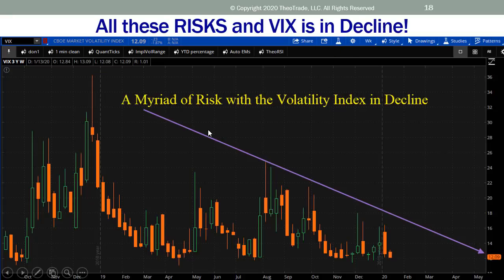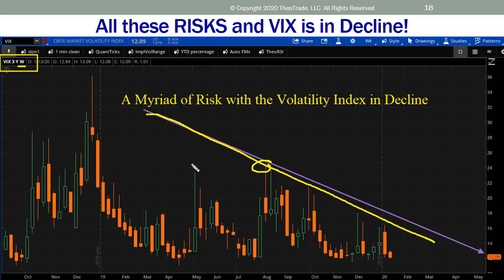Okay, a myriad of risk with the volatility index in decline. This is a screenshot that I actually took today. And in this particular screenshot, this is a 3-year weekly, right? Effectively, what you're seeing is a fairly consistent decline in volatility. There's a few spikes every now and again, but you've got to really go back until like Christmas time of 2018 to see a real serious volatility spike. Nevertheless, okay, the myriad of risks and volatility is in decline.